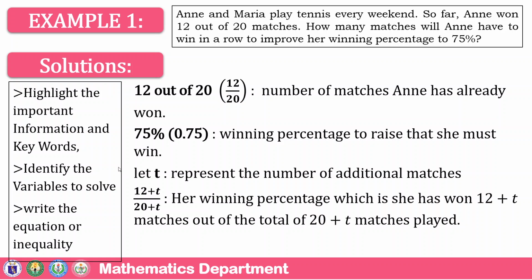So, this one is the winning percentage. Ito yung pinaka-equation natin. I-equate natin siya to the winning percentage na kailangang ipanalo ulit ni Anne, or gusto niyang itaas yung kanyang winning percentage, which is 0.75. So, pagka in-equate natin siya, makakabuo tayo ng rational equation, which is ito yung gagamitin natin na i-solve. 12 plus t over 20 plus t is equal to 0.75.